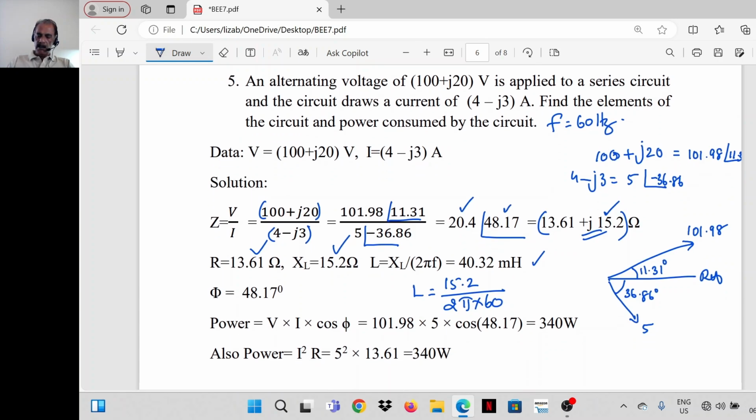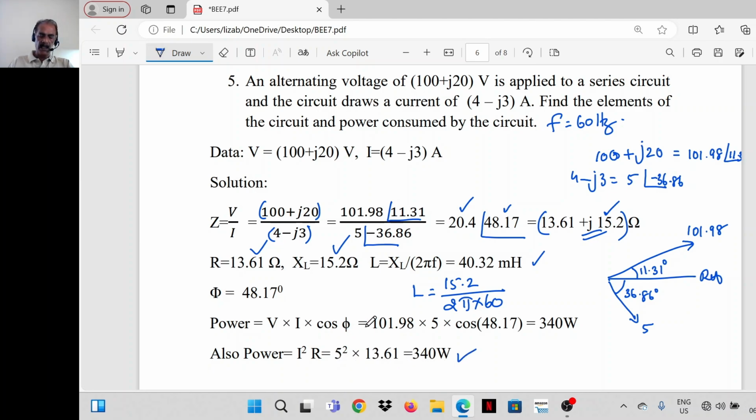The power consumed by the circuit can be found by using the equation VI cos phi or I square R. The magnitude of I is given as 5, and R is 13.61. So 5 square into 13.61 is 340 watts. I is 5 ampere, so I square R is 5 square into 13.61.